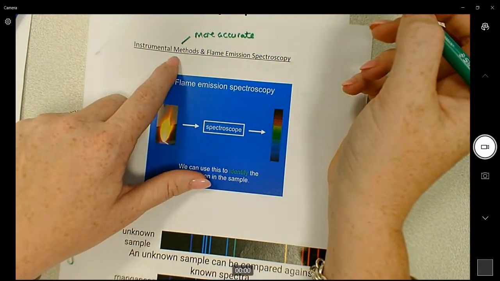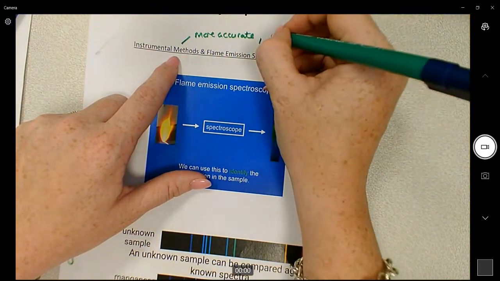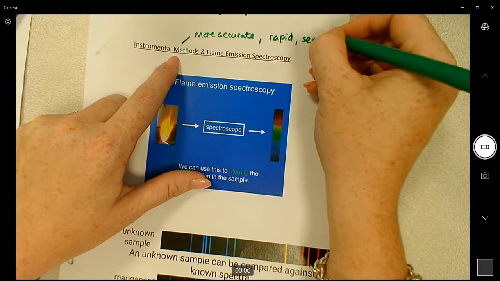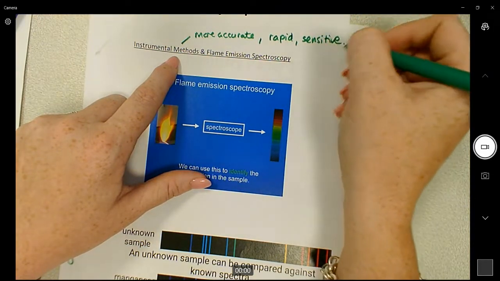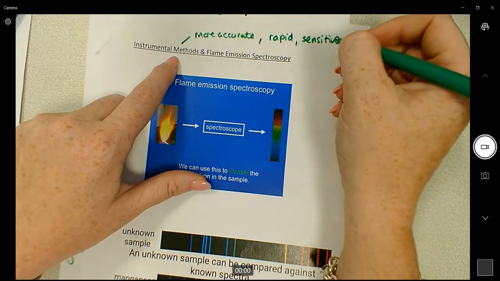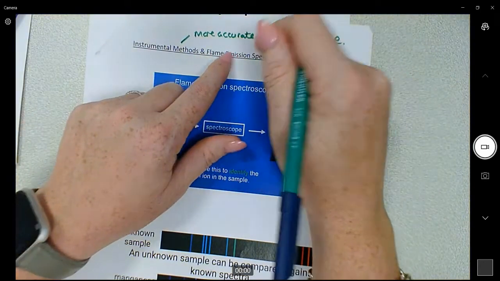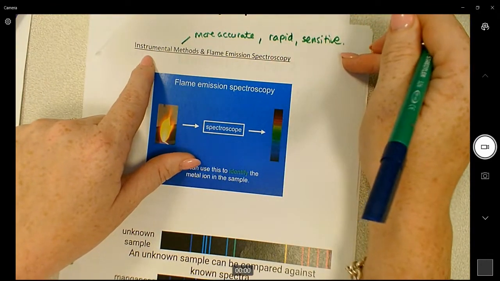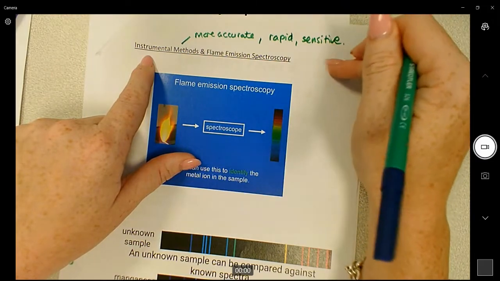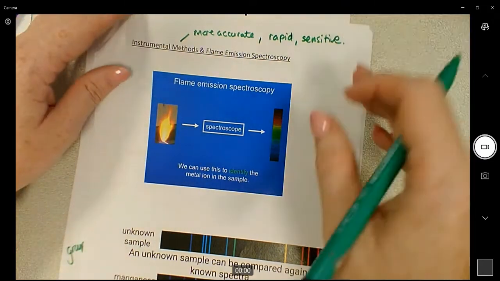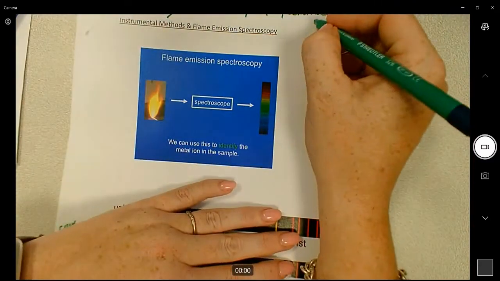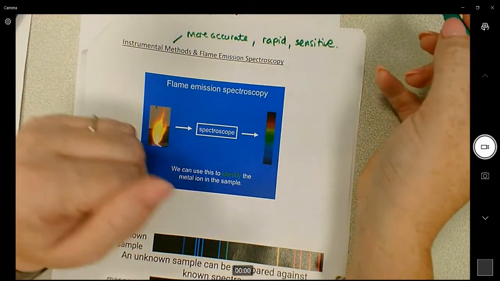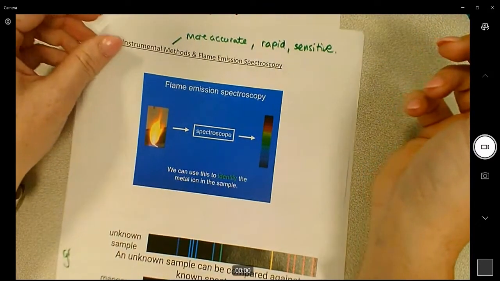Instrumental methods are very accurate, okay? So they will in fact produce rapid results, and they're also very sensitive. What that means is even if you've got really small amounts, you can get a lot of information from that. So these are the 3 things you need to know about instrumental methods. They're more accurate, they're faster in terms of getting results, and we can analyse a very small amount of substance, so they're very sensitive in terms of what they can pick up. Now you need to be able to compare instrumental methods to the ones we've just talked about, which aren't as accurate. So just be aware that you might be asked to compare those.